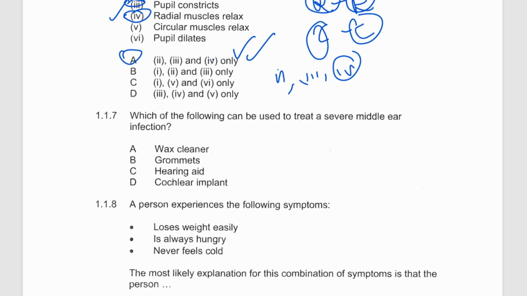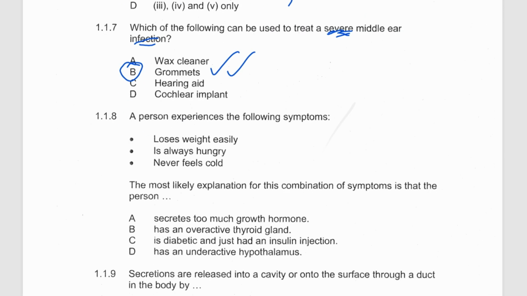1.7, they're asking which of the following can be used to treat severe middle ear infection? When you talk about severe middle ear infection, it means that the middle ear has been damaged. That's the meaning. But they're saying infection. It's not an accident, it's an infection. So we use what we call grommets. So you get 2 marks there.